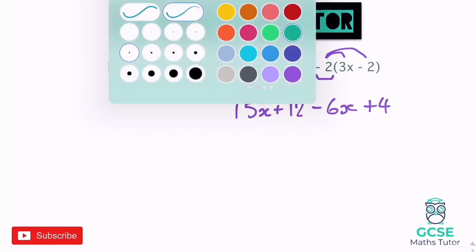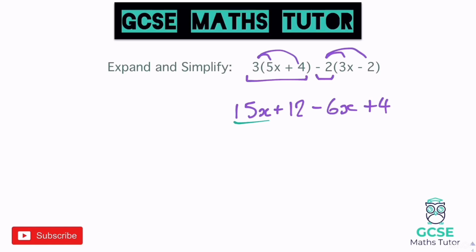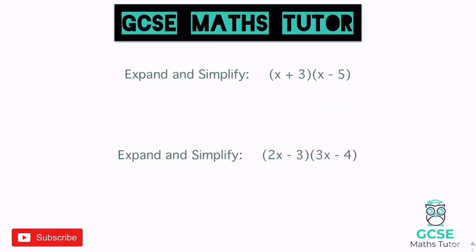Now we just need to tidy all this up, so we have a 15x take away a 6x, and that gives us 9x's in total. And we have a 12 add a 4, and 12 add 4 is 16, that's positive 16, so we get 9x plus 16. Moving over to expanding and simplifying a double bracket.